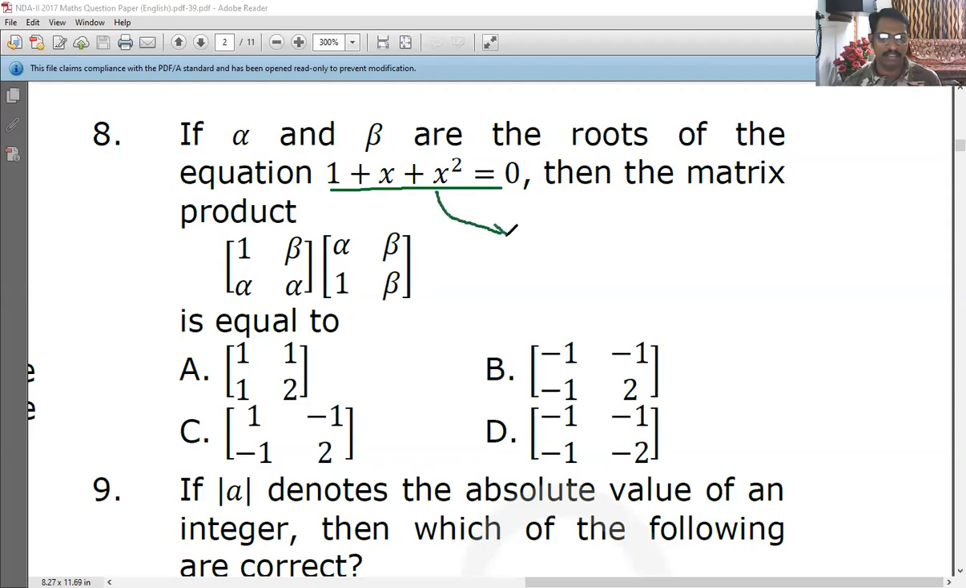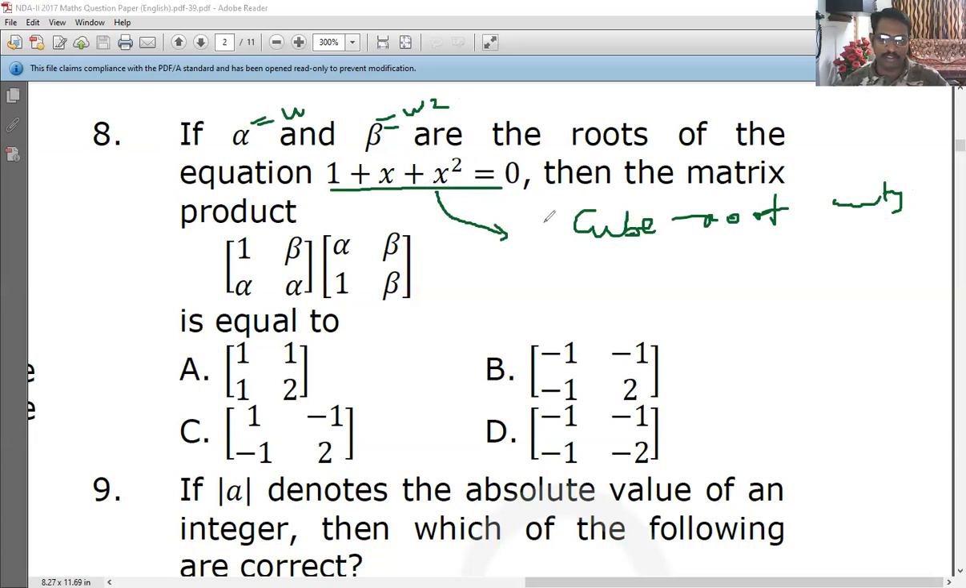This is the equation of the cube root of unity. Therefore, we can take alpha as omega and beta as omega square. All right.